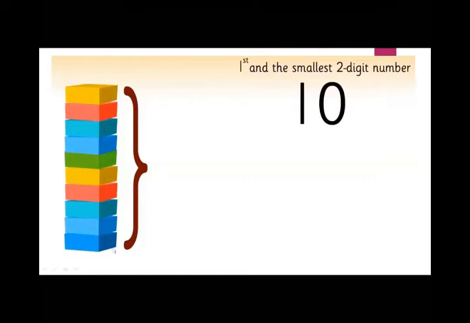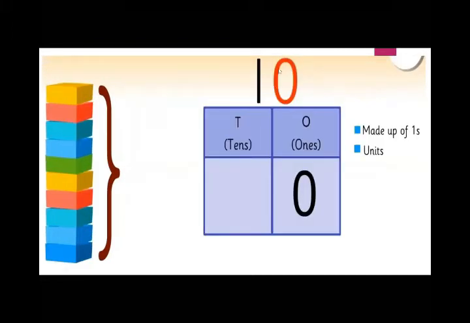Here we can see 10 blocks of ones. So the smallest two-digit number is 10. So, how to write this 10 in a place value chart? In a base 10 system, how do we write 10 in the ones and tens place?